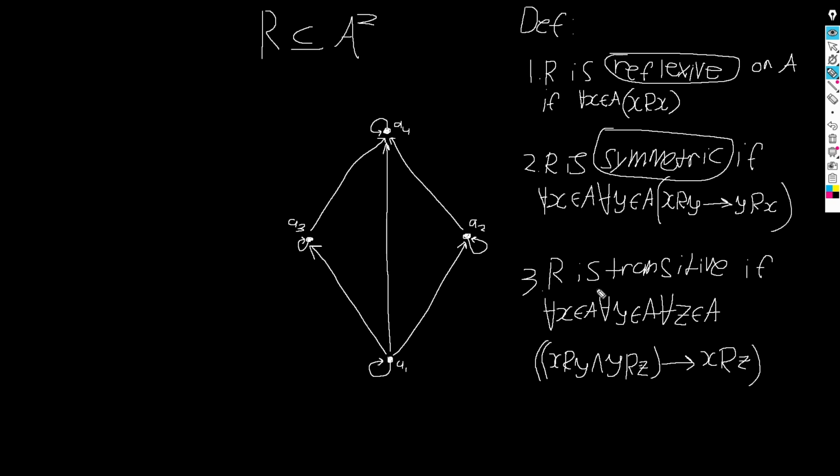And lastly, we say that R is transitive if for all x, y, and z in A, if x is R related to y and y is R related to z, then x is R related to z. And over here we can actually see that R is reflexive and transitive. Since, for example, A1 is R related to A2 and A2 is R related to A4, and A1 is also R related to A4. And A1 is actually the only element of A you can do this on, since you need 3 vertices to do this with.